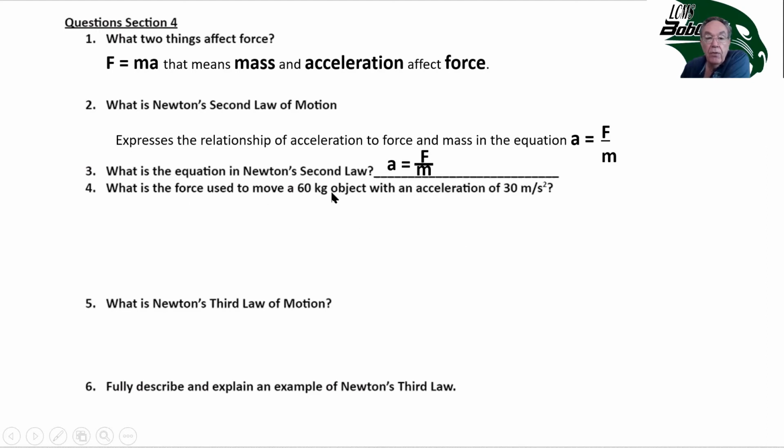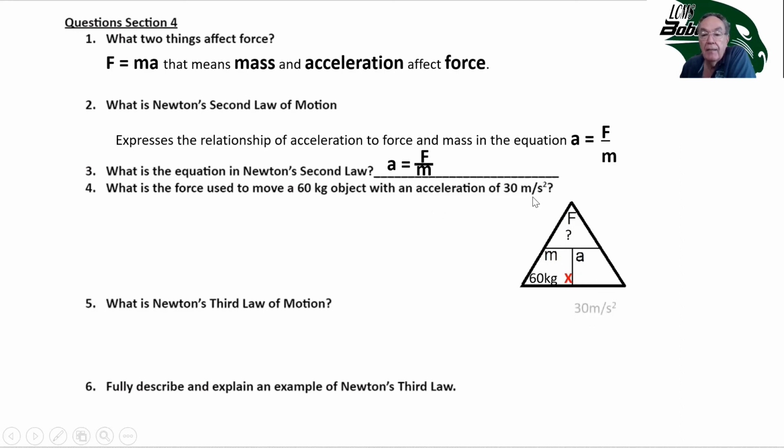What is the force used to move a 60-kilogram object with an acceleration of 30 meters per second squared? We need our FMA triangle, force equals mass times acceleration. Okay, it says what is the force? So that's our question. We're going to put a question mark in the force box, and it gives us the mass. It's 60 kilograms. So we're going to put 60 kilograms in the mass box, and we know if the numbers are next to each other on the bottom, we're going to multiply.